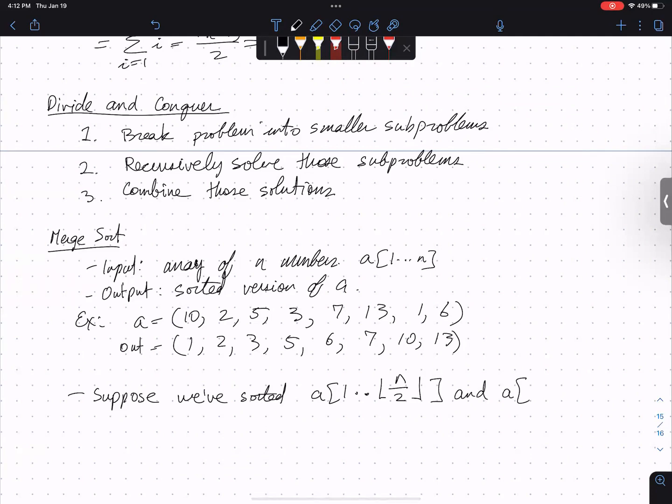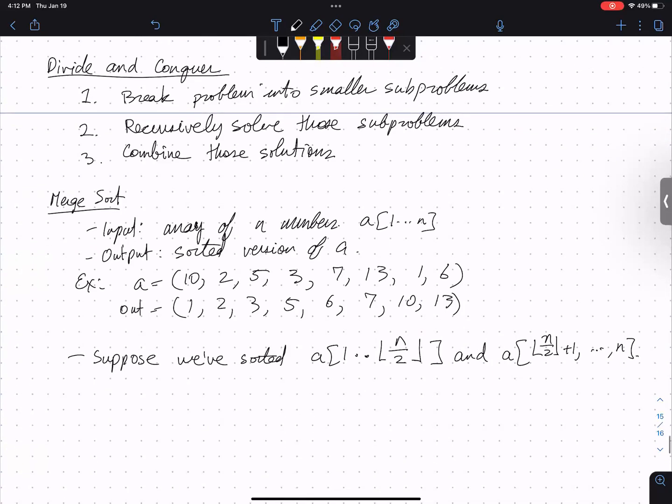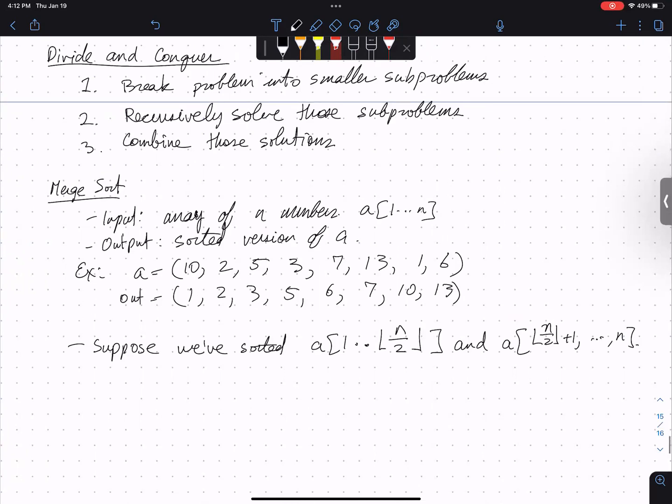And the right half, N over 2 plus 1 until N. Suppose we've sorted this, how do we combine, how do we merge them together? Okay, so let's see what that looks like. In A, we have, this is the left half, this is the right half.